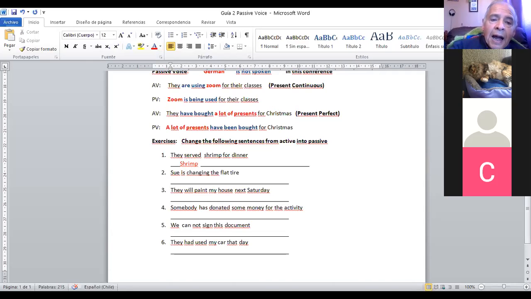Shrimp. Yeah. Then I see the verb in there. Served. In what tense is served? In what tense? Past simple. Past simple, right? Okay. So I have to apply the formula for past simple. And the formula is was or were plus the past participle. So in this case, shrimp was or were? Was or were? Was. And then the participle of serve. What is the participle of serve?